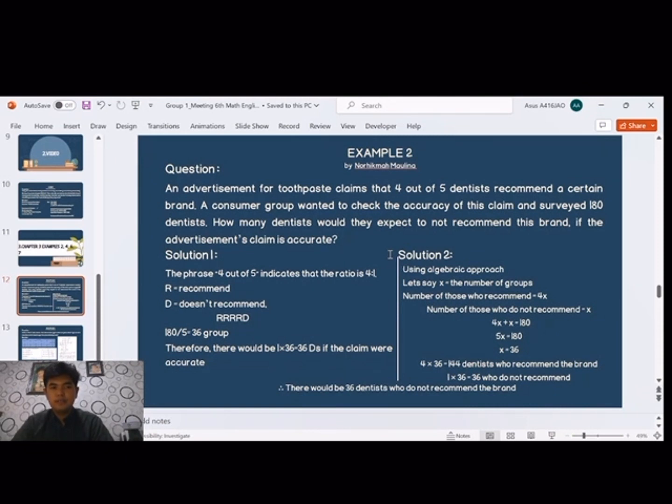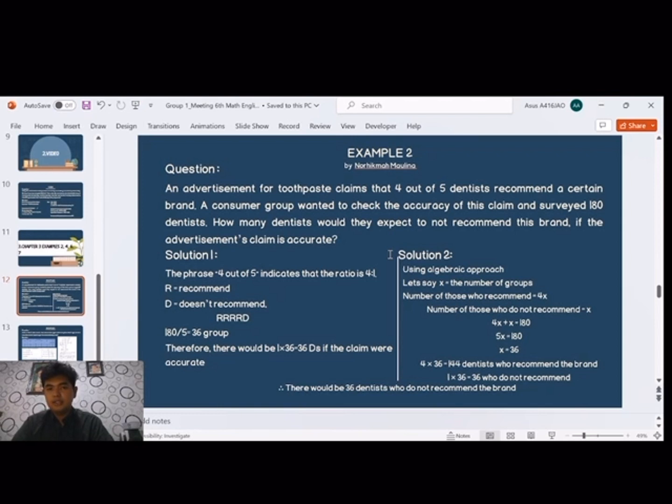An advertisement for toothpaste claimed that 4 out of 5 dentists recommended a certain brand. A customer group wanted to check the accuracy of the claim and surveyed 180 dentists. How many dentists would they expect to not recommend this brand if the advertisement claim is accurate?